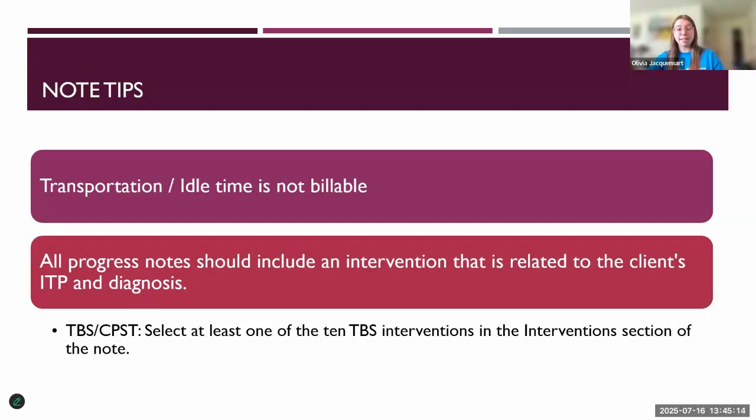For TBS and CPST notes, this means that at least one of the 10 interventions is required to be selected within each billable note. So again, as supervisors, you should read more than one progress note per client to review for any trends, copy and pasting, repeats, anything like that, as well as look for just common errors such as a wrong name, grammar, or even spelling.